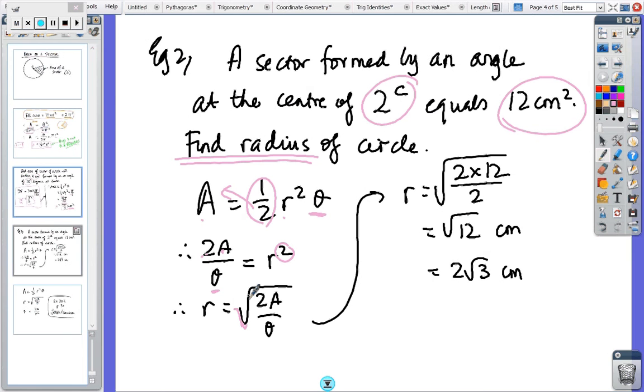So then 2 times A, which is 12, over angle theta, 2. The 2's cancel out. Square root of 12. 12 is 4 times 3, and the square root of 4 is 2. So the answer is root 12, and if you don't know how to convert, you will lose marks, but that's not many marks you will lose, a little bit. But the answer is exactly 2√3 centimetres for the radius.